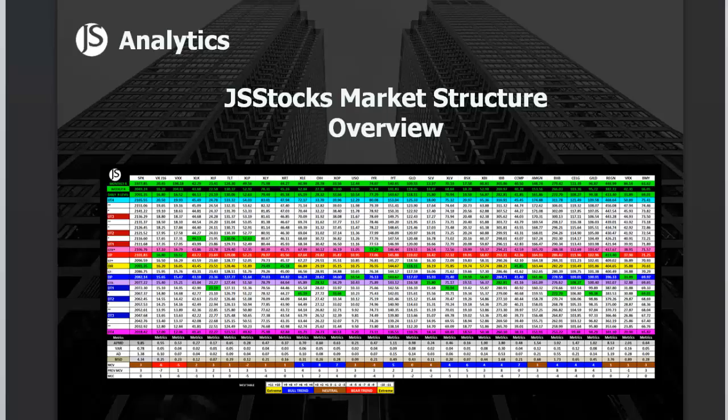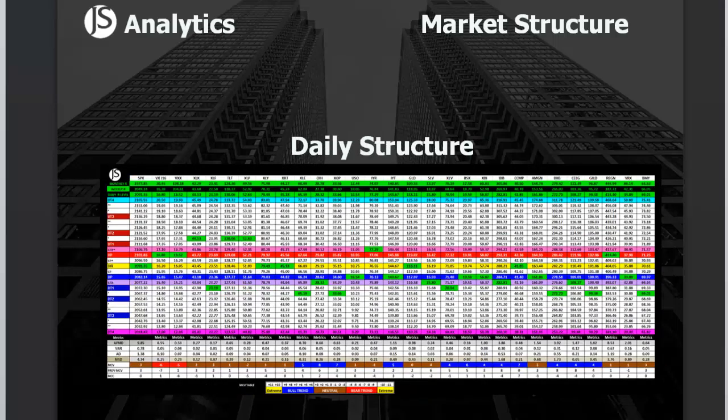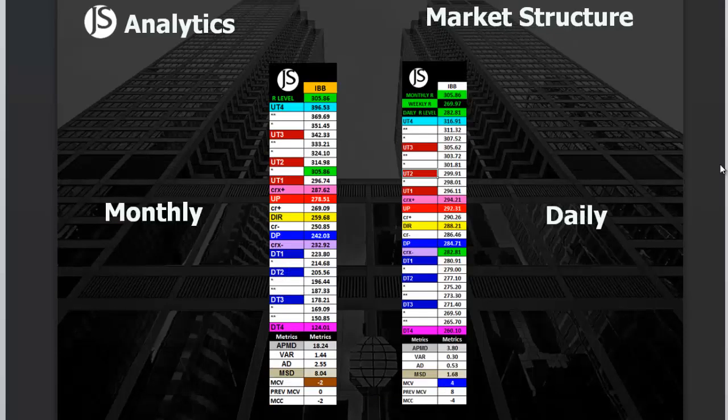Hello, this web video is going to go over the basics of the JSStock's market structure and show how you can incorporate it as part of your daily routine to improve your awareness of the current technical condition and identify opportunity. You should have both a monthly structure overview as well as a daily structure overview. The daily and monthly structure are similar, but the daily does include both the R level for the weekly and the monthly. The goal of the analytics is to condense a large amount of information into an easy to read price map structure.